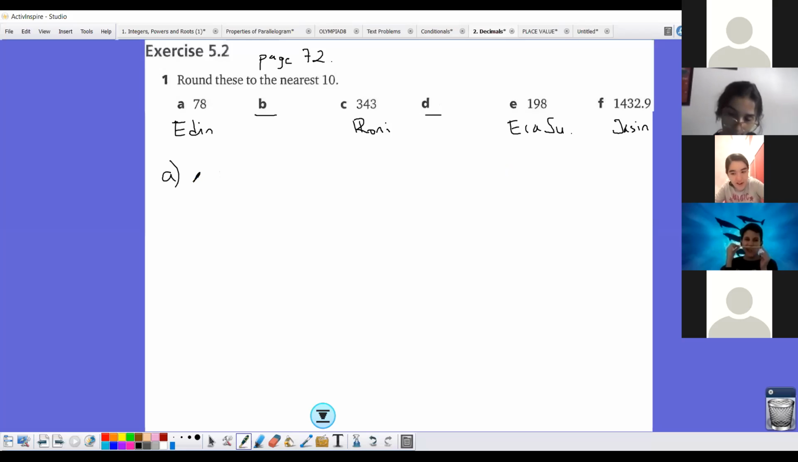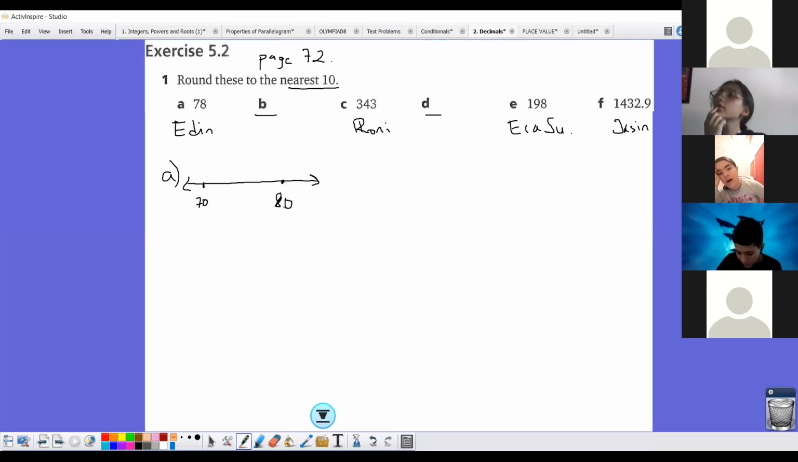Yes, can you tell me? I will draw the number line. It says round it to the nearest 10, so which numbers will I write? It's 80. Between which numbers will I write it? From 70 and 80. Aiden will answer 70 to 80, because it says 10. It will be between 70 and 80. It's above 5, so it's gonna be 80.